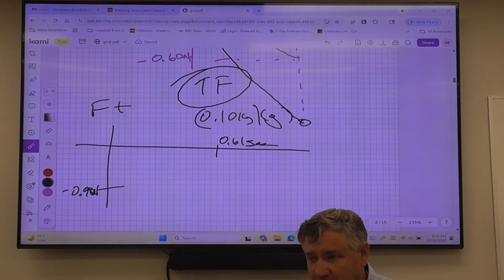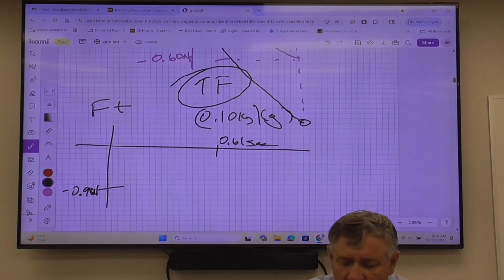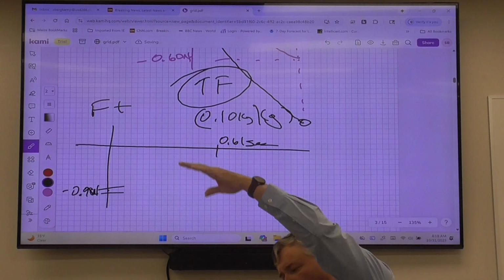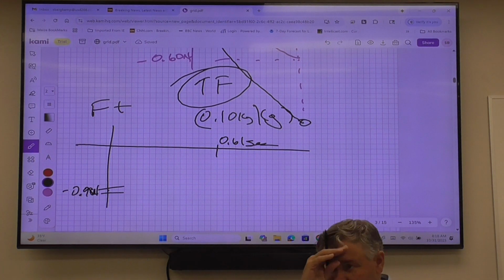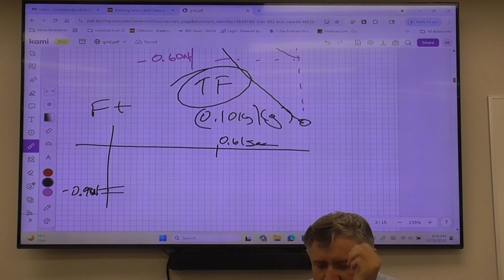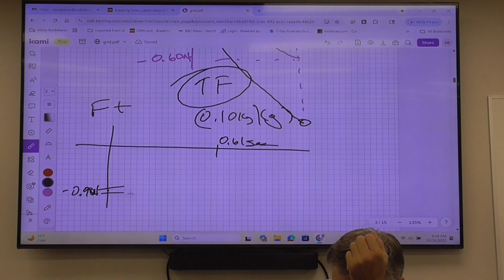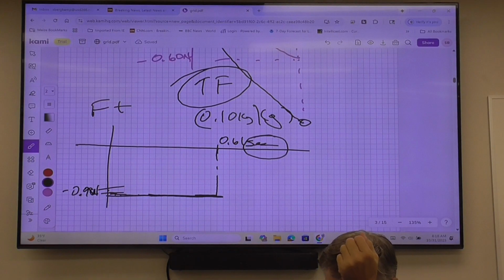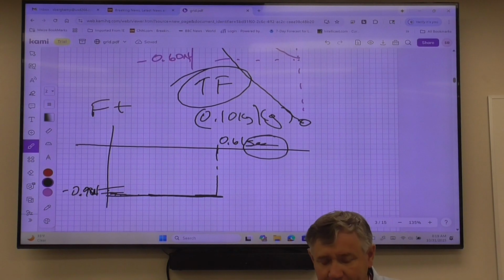So, when I drop Hank, does the force change as he falls? No, it stays the same, right? Because that's the only force acting on him, true? So this is going to be a horizontal line like this. That's negative 0.98 newtons, and this is 0.61 seconds, okay?